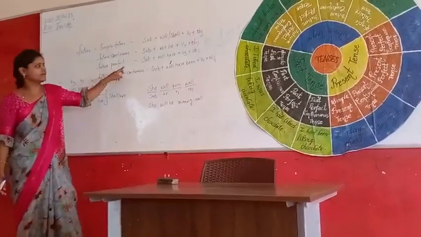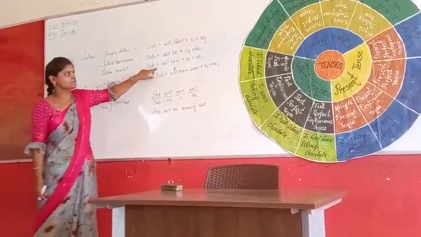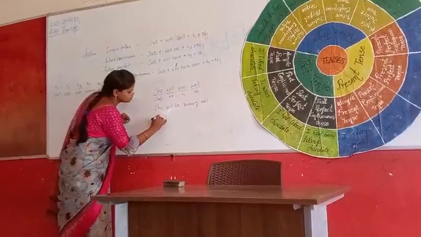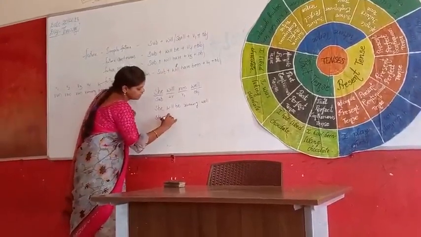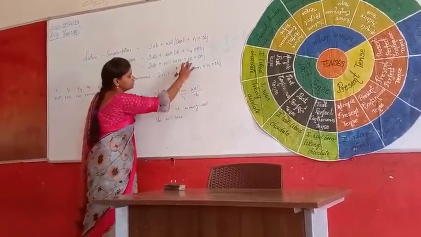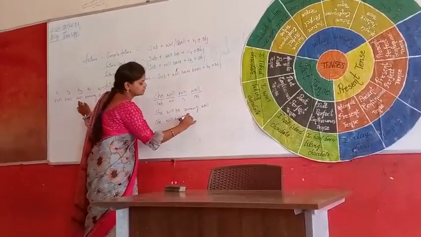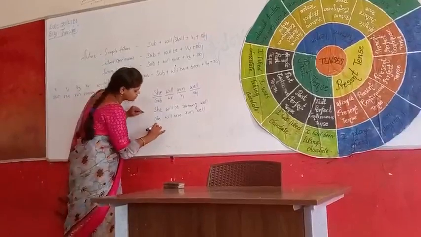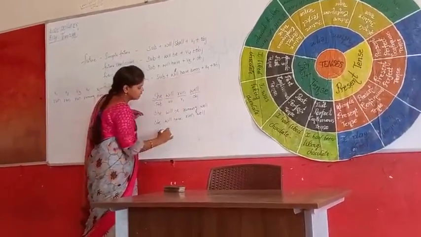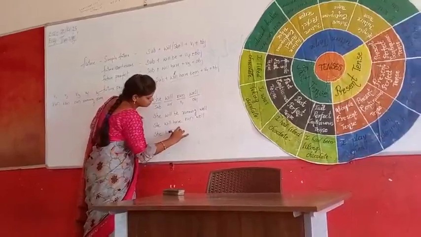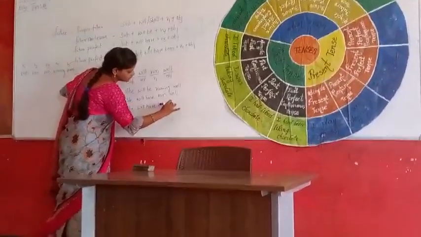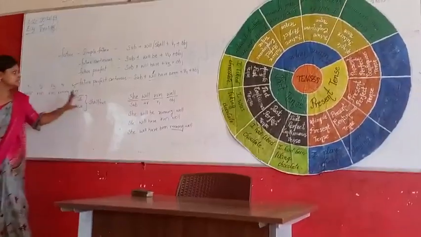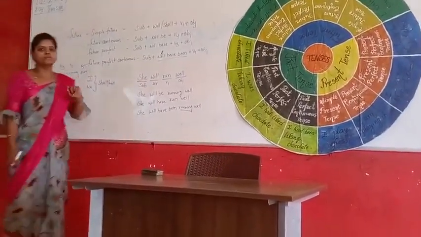What is the future perfect structure? Subject plus will have plus V3 plus object. Here the subject is she. She is followed by will have, and V3 here is run. Well. Next, future perfect continuous. She will have been running well. Running is V4. These are the structures.